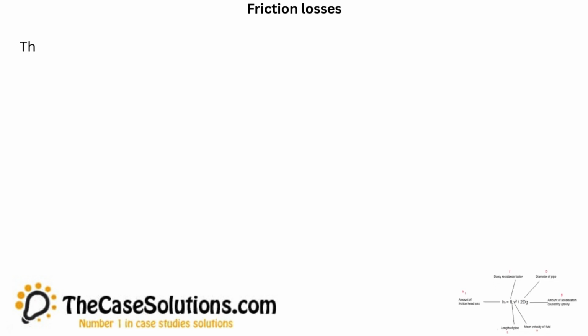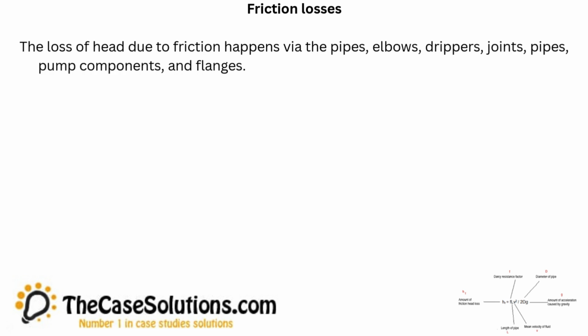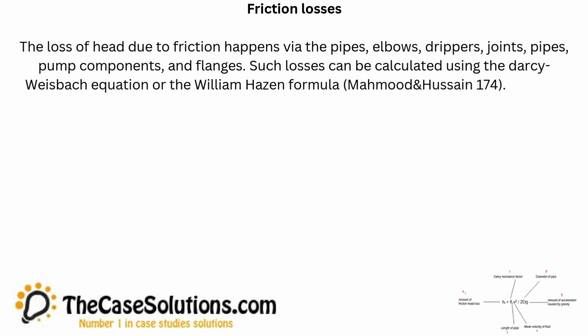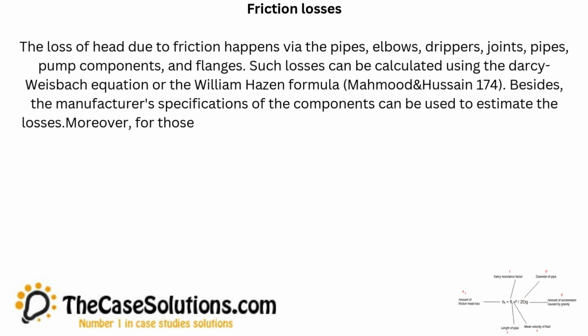Friction losses. The loss of head due to friction happens via the pipes, elbows, drippers, joints, pump components, and flanges. Such losses can be calculated using the Darcy-Weisbach equation or the Hazen-Williams formula (Mahmoud and Hussein, 174). Besides, the manufacturer's specifications of the components can be used to estimate the losses.